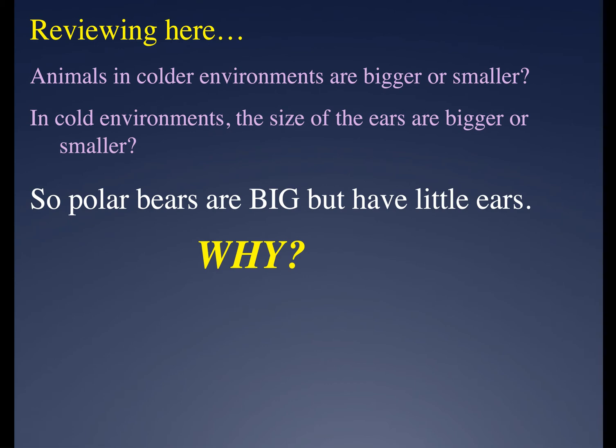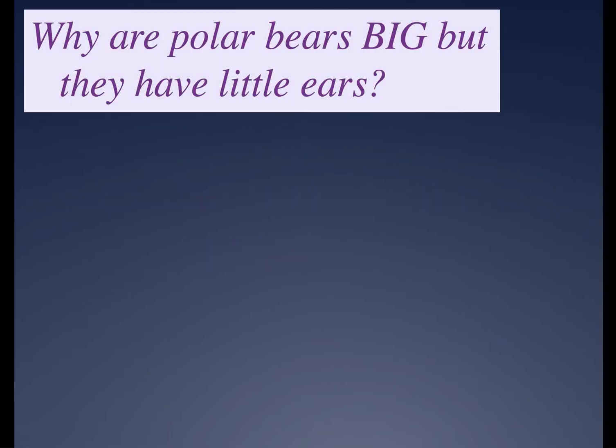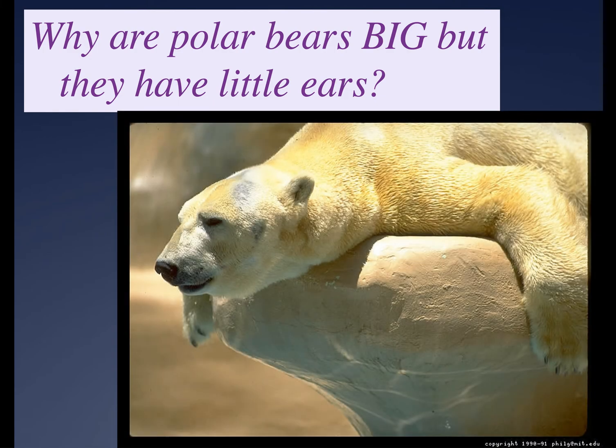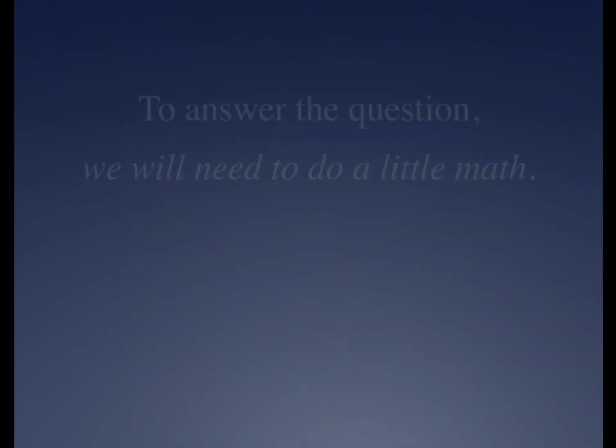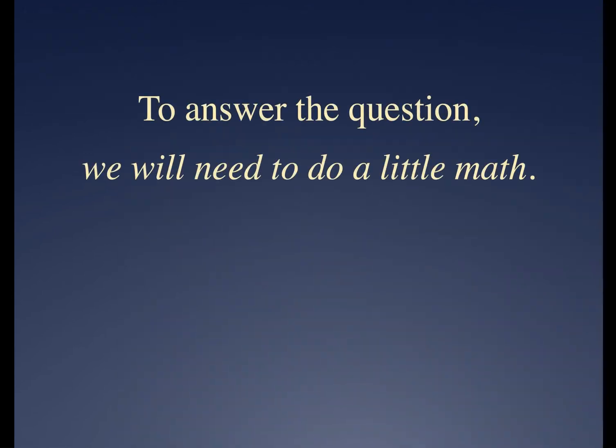So here was what I was leading to. We have Bergmann's rule and Allen's rule, and the question is, why? For that, to understand polar bears, why are they big, and why do they have little ears, we're going to have to do a little bit of math. Now, this isn't tough math. This is the kind of math you did in 5th grade, okay? It's just basic proportions. It's a little real basic geometry. No kidding, I think most of you would have been way past this math in 7th grade, okay?